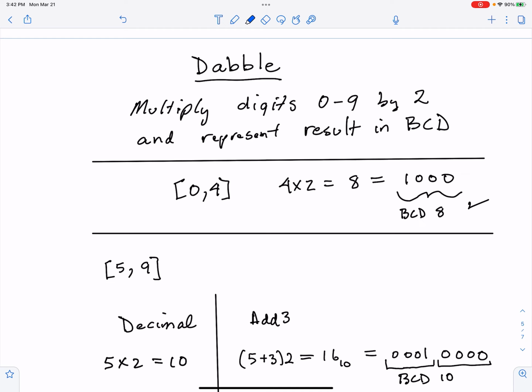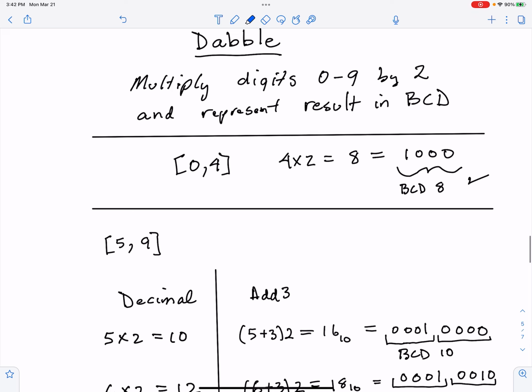So the Dabble technique applies, and the overall goal here is we want to multiply digits 0 through 9 by 2 because of the doubling method, and represent that result in binary coded decimal, BCD. All right, so let's get started.